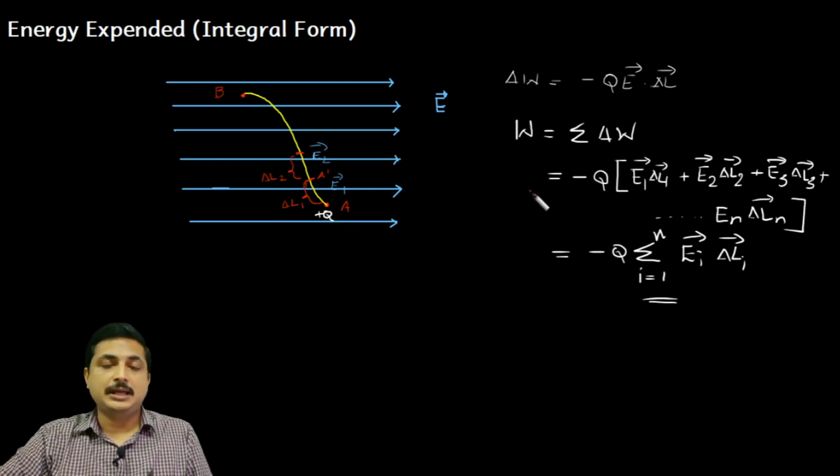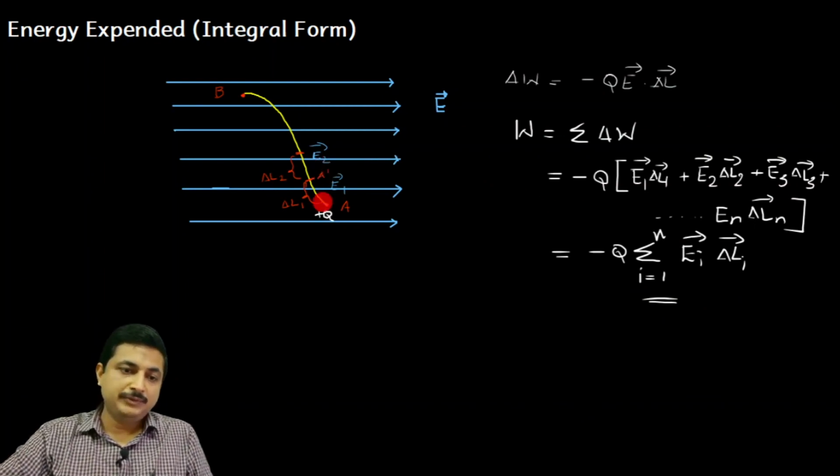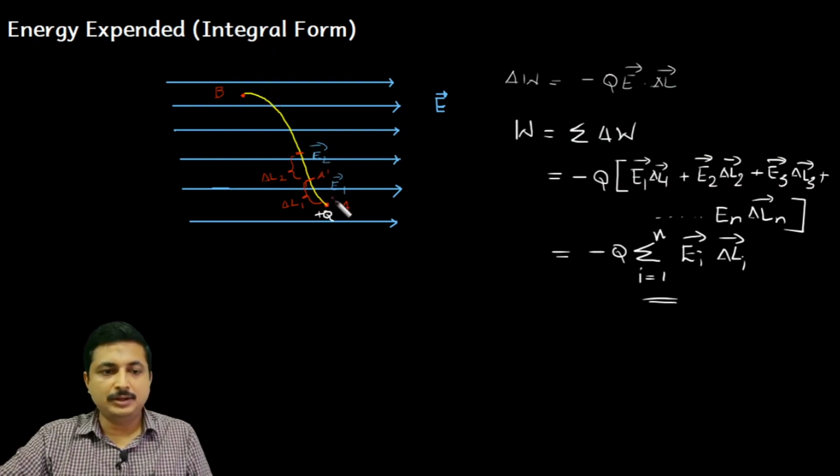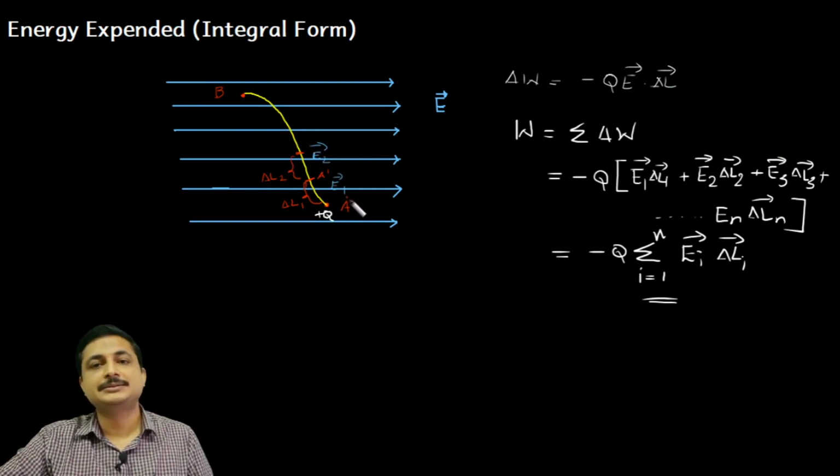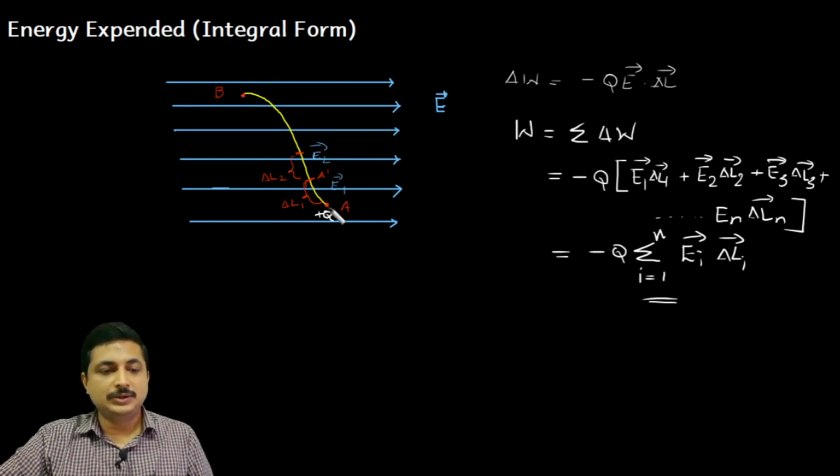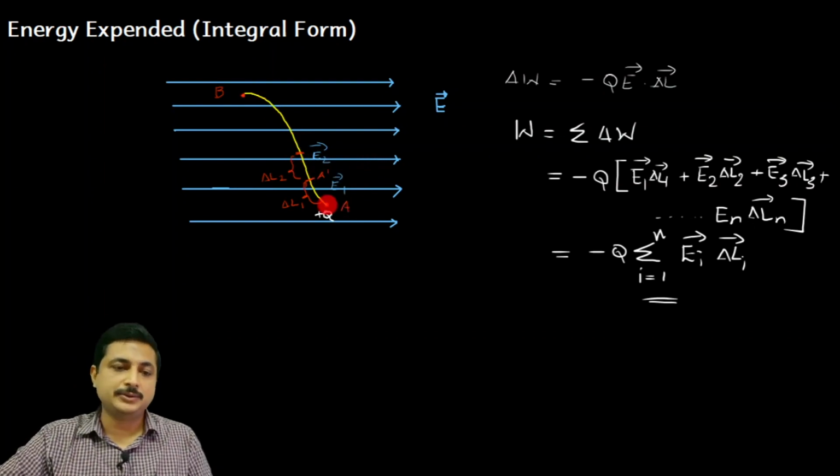Now the next question arises. What if this path is very large? It's not always advisable or practically possible for me to divide this path into so many small paths and each time measure what E1 is, what E2 is, because measuring E1, E2 will be difficult. It's not that easy. The computational load increases. I have to do very high computations when such mathematical problems come up in the physical world.